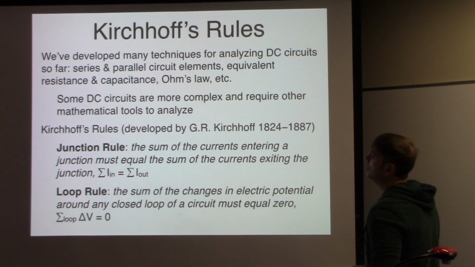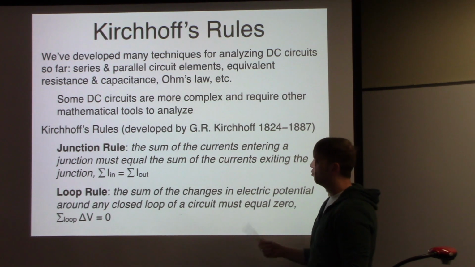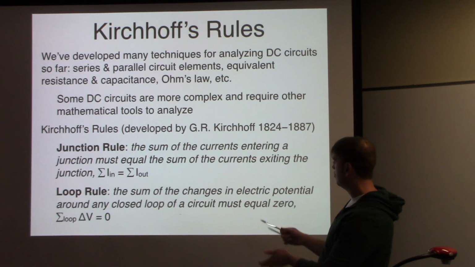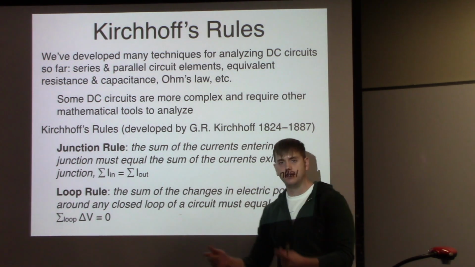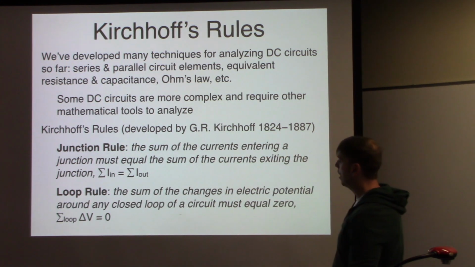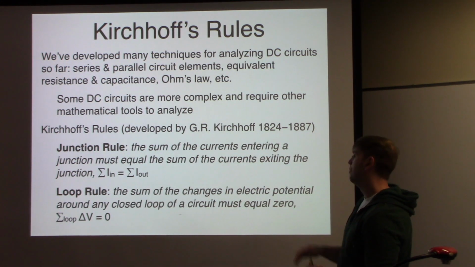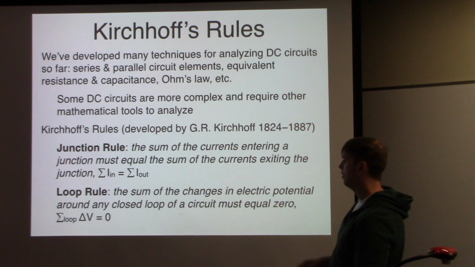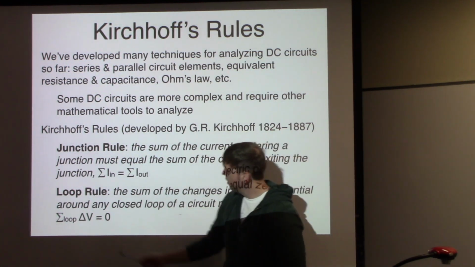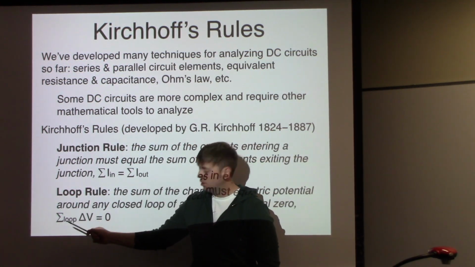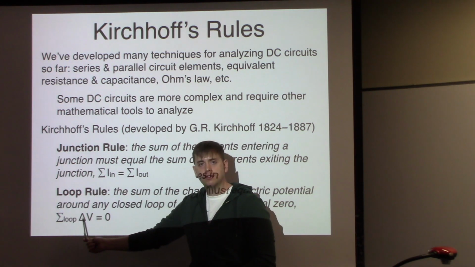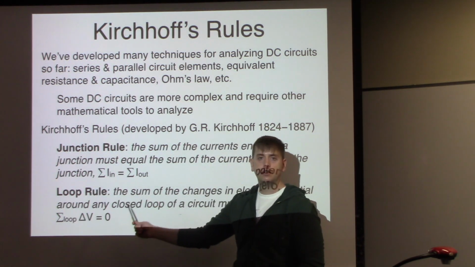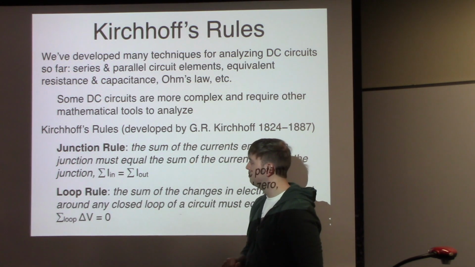Okay? The second rule is called the loop rule, which says the sum of the changes in electric potential, that's delta V, around any closed loop of a circuit must equal 0. If we write this as an equation, the summation around a loop of all the delta V's is equal to 0 for any part of the circuit you look at.